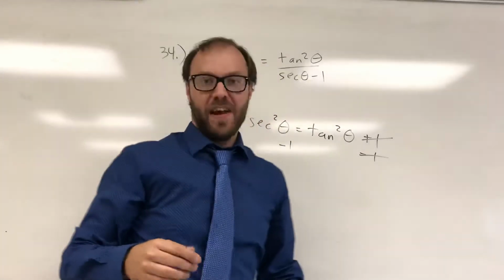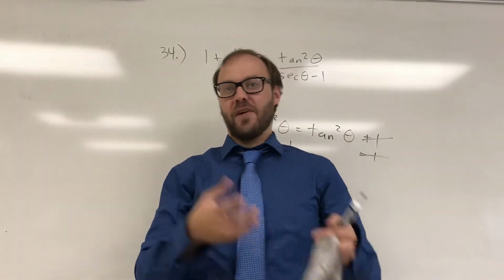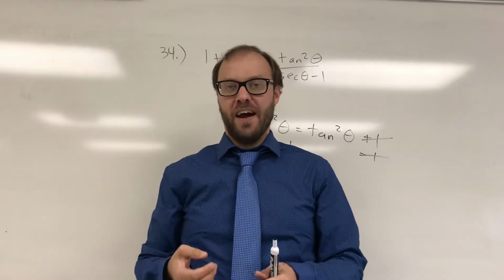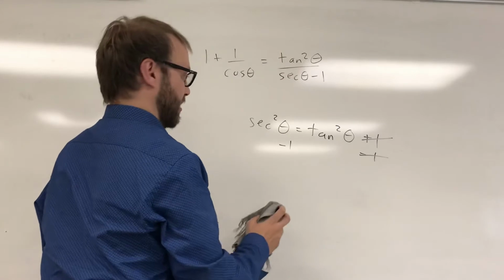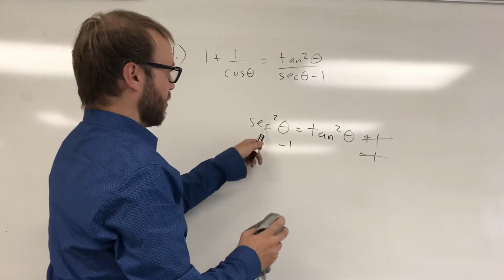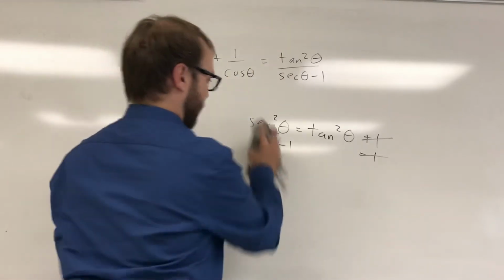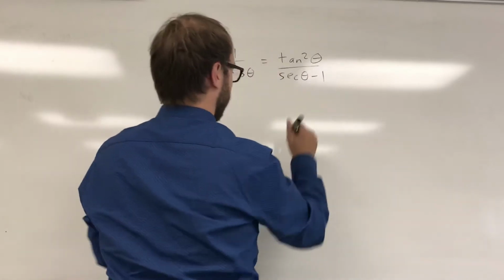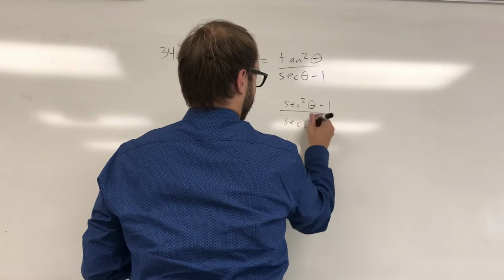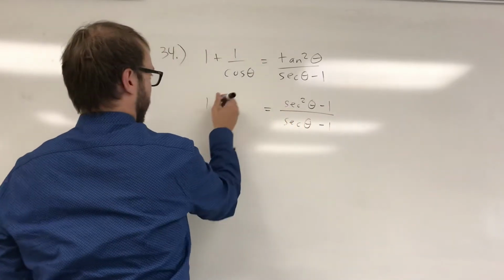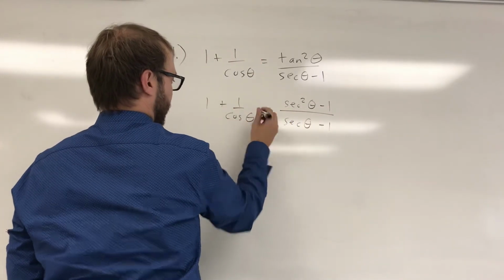Just in general, if I see a secant squared or a cosecant squared or a tangent squared or a sine squared, I always check and see if I can do something with one of the Pythagorean identities. I'm pretty sure that's what was intended here. So I'm going to replace tangent squared of theta with secant squared of theta minus 1. And we've got the 1 plus 1 over cosine of theta on the other side.